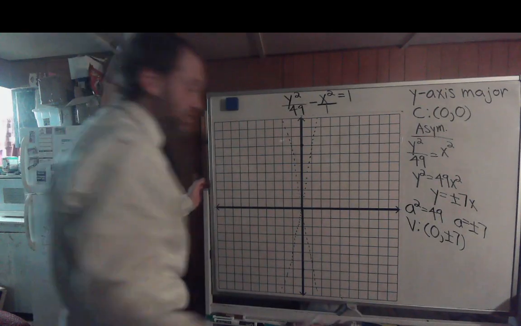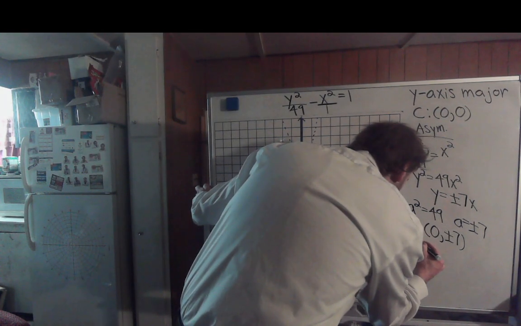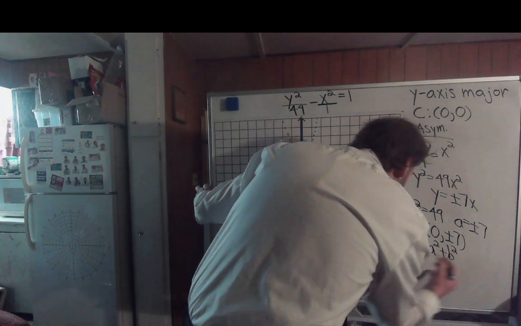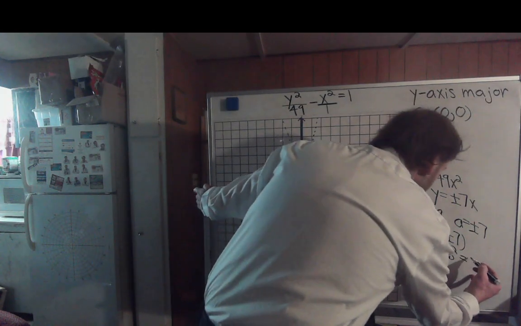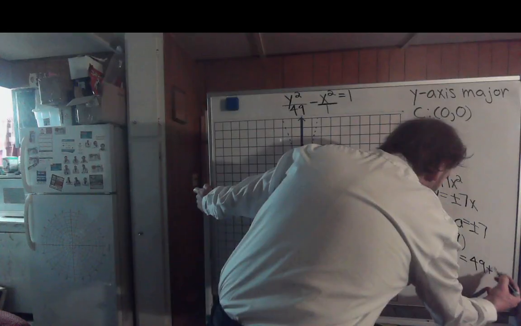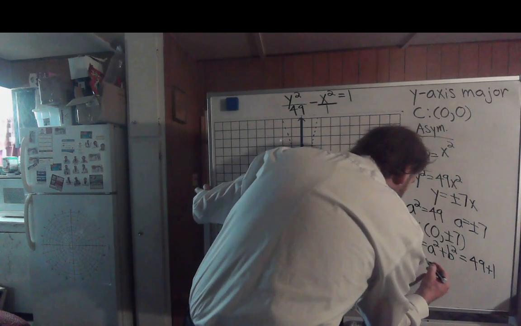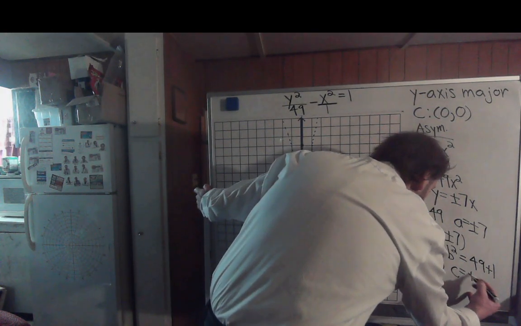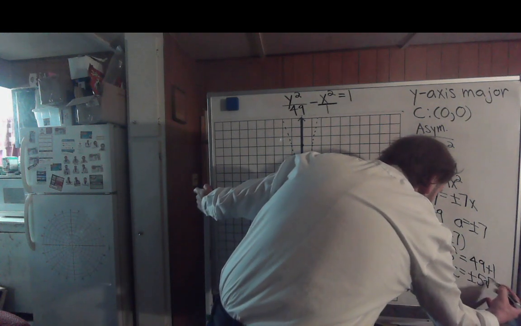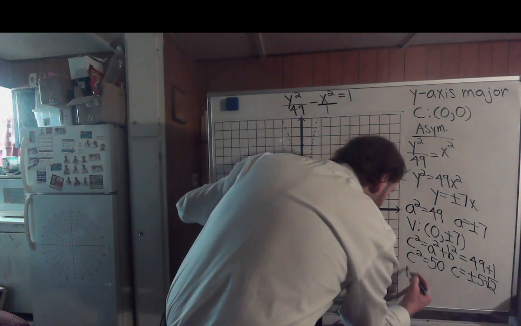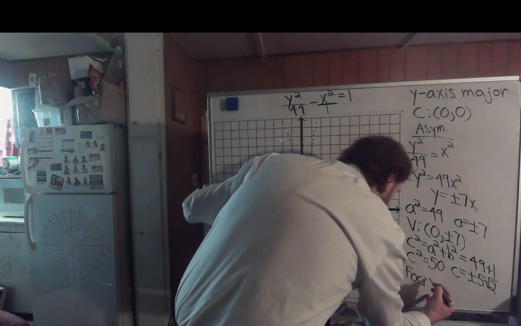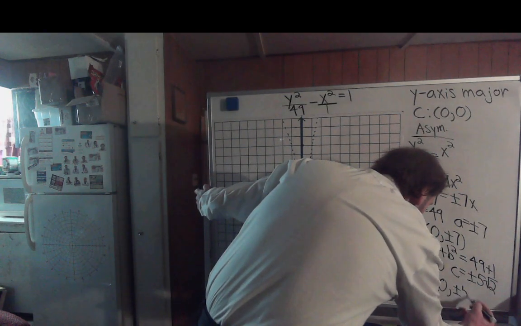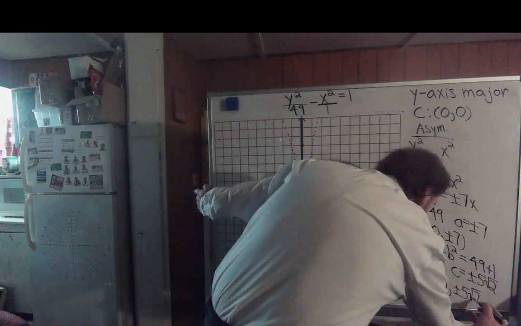Okay. Now let's find the foci. So c squared equals a squared plus b squared, which would end up equaling 49 plus 1, which means c squared equals 50. So c would equal plus and minus 5 times the square root of 2. So your foci, since the y-axis is the major axis, would be at 0, plus and minus 5 times the square root of 2.